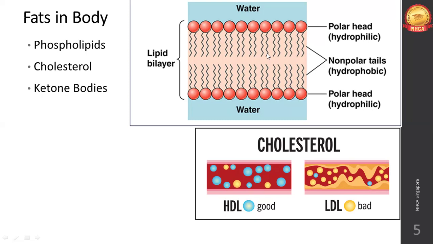So cholesterol is one way in which fats are in our body, and then ketone bodies. When you are low on glycogen, glycogen is the way the body stores glucose. The body cannot store glucose; it has to be converted into glycogen. Only then can your body store it. Your liver and your skeletal muscles can store it.